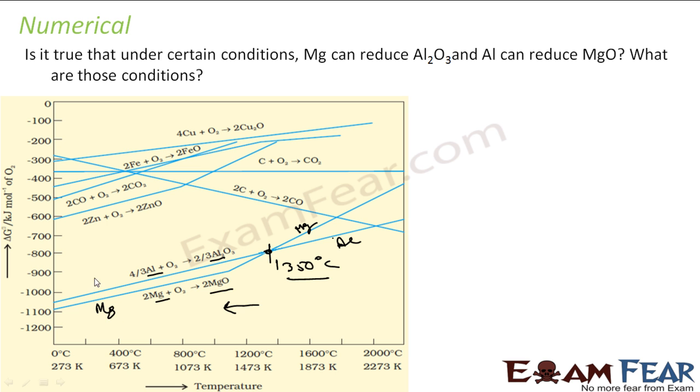The way it works is the line which is in the lower position does the reduction. In this case, aluminum is lower above 1350, so aluminum will be able to reduce magnesium oxide. Below, magnesium is on the lower side, so magnesium will be able to reduce aluminum oxide, correct? Since the lines intersect, the point is 1350 degrees Celsius. Below 1350 degrees Celsius, magnesium can reduce aluminum oxide. Above 1350 degrees Celsius, aluminum can reduce magnesium oxide. And this detail we are getting from the Ellingham diagram.